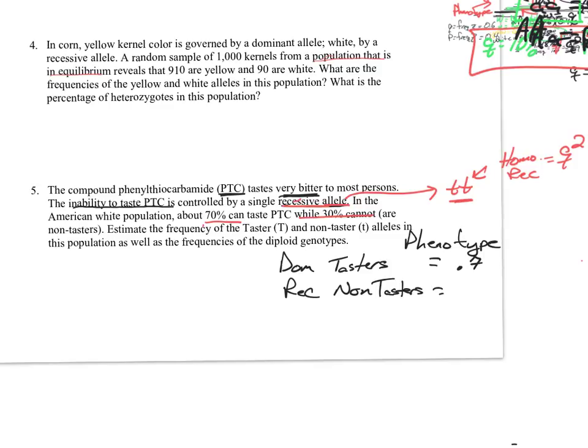Because it's still the same. This is the same, exactly. But why do I put 0.7 instead of 70%? Because that's what I got to use. I can't use 70% in my calculations. I have to use 0.7. So what's non-tasters? What am I going to put? 0.3.